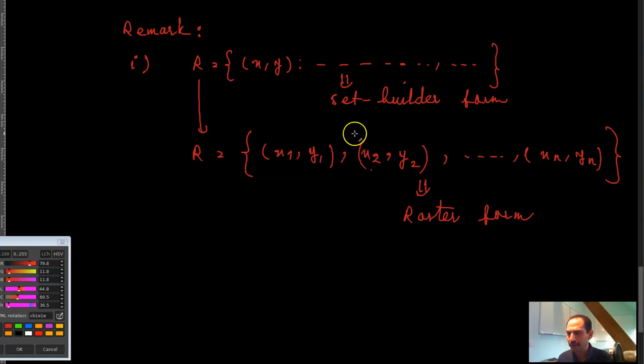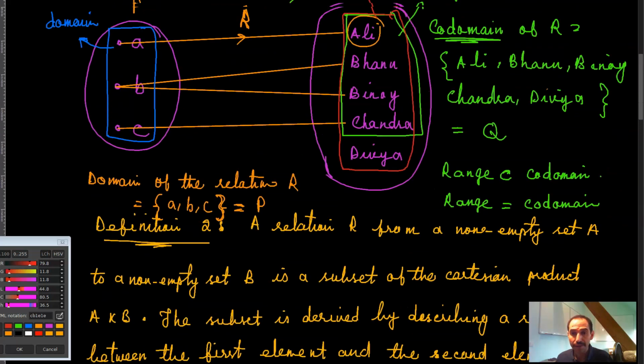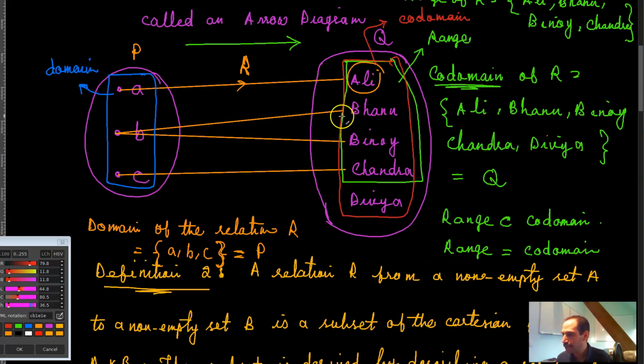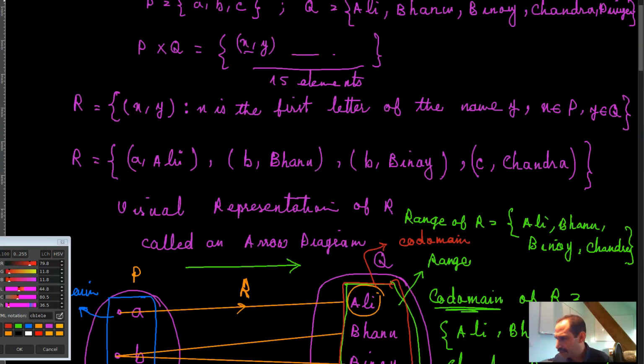And remark number 2 is that an arrow diagram is a visual representation of the relation. So this is an algebraic representation of the relation, either of these two ways. And basically the arrow diagram is a visual representation of the relation that we have, which is pretty simple to understand. Now let's do a couple of examples and see what we have here.